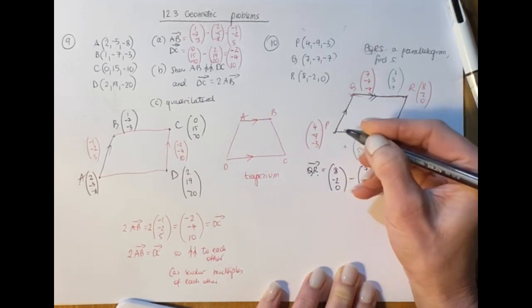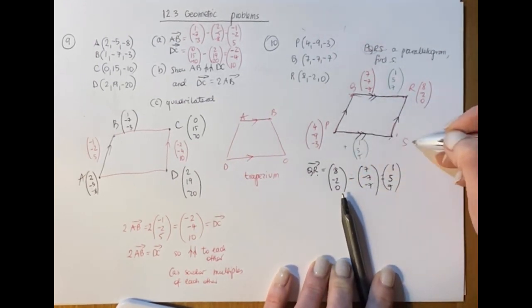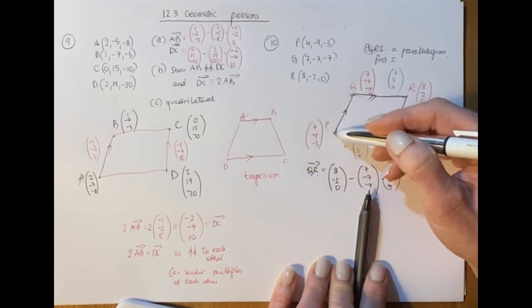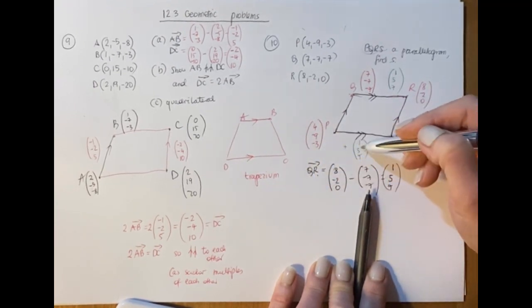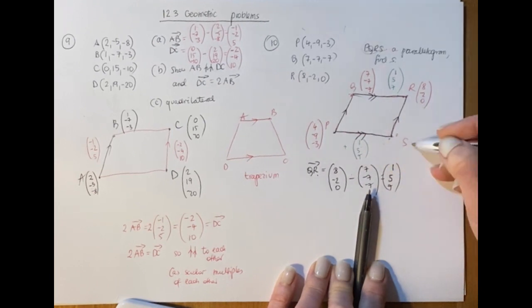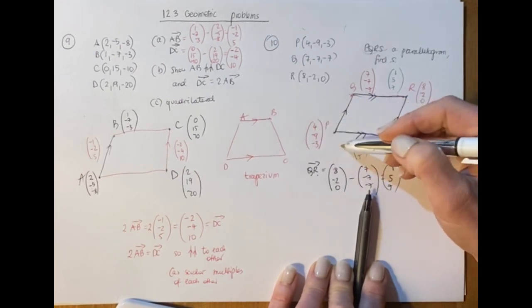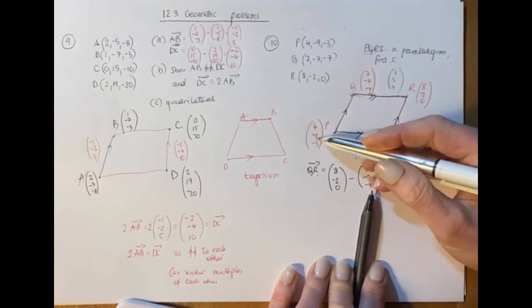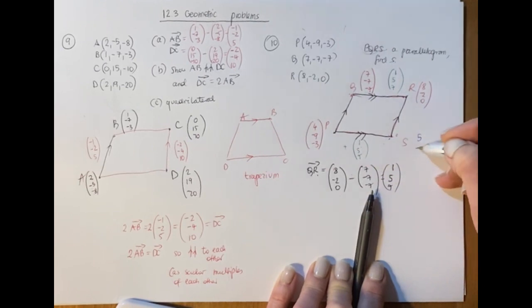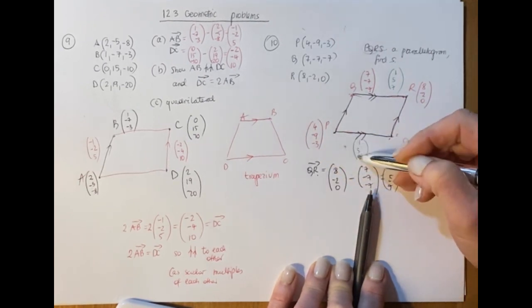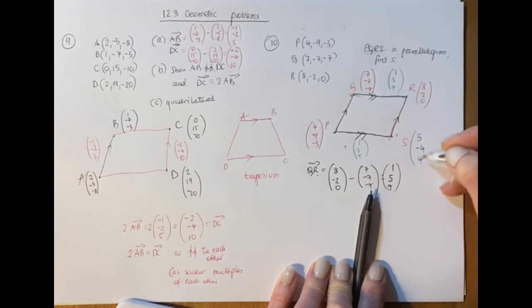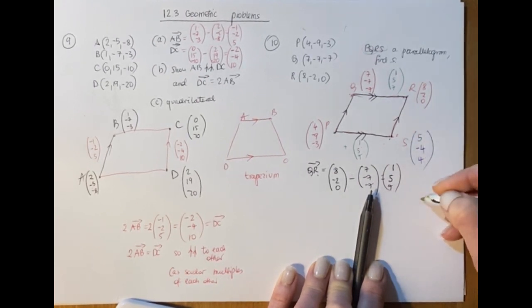What I'm going to do now is find this vector by going to point P, so the position vector of point P, add vector QR. So let's just work it out quickly and then we'll write it more formally. So 4 add 1, that's 5, -9 add 5, that's -4, -3 add 7 is 4. There you go, and that's our vector OS, and the coordinates of that point would be (5, -4, 4).